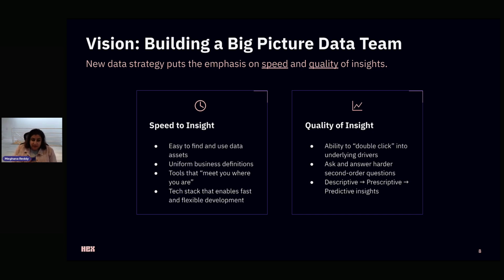So when it comes to speed to insight, the ideal end state looks like a couple of things. One is that it's just extremely easy to both find and use the assets that you need. And when I say a data asset, that could be a table or a view in Snowflake. It could be a Hex app. It could be a dashboard. It could be a downloaded CSV file. Whatever the asset is, you're able to find it and know what it is and use it correctly.